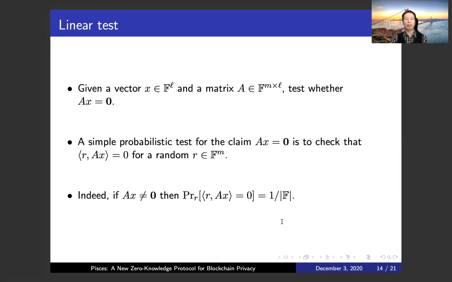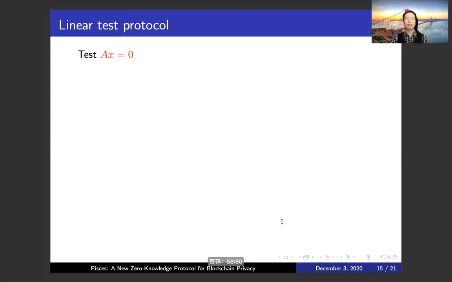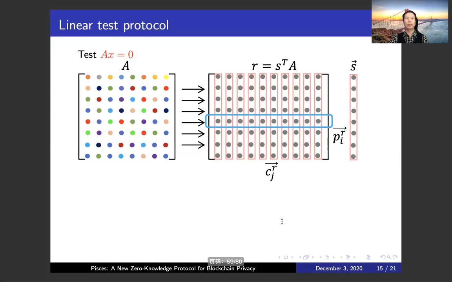If Ax is not equal to 0, then the test passes with some probability. The probability is equal to 1 over the size of F. If the size of F is exponential in the security parameter, then this probability is negligible. This is a practical protocol.